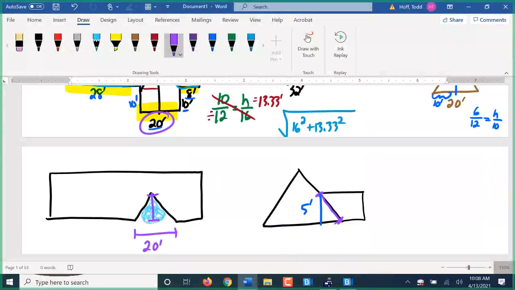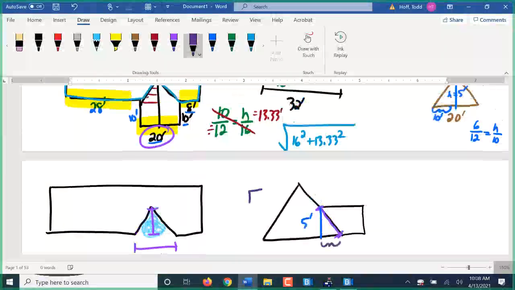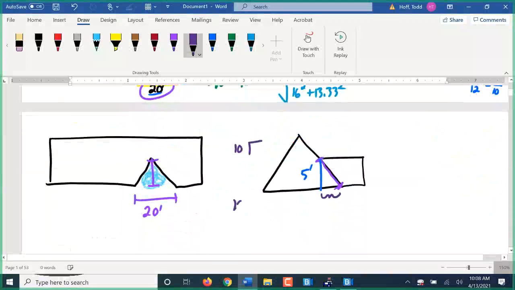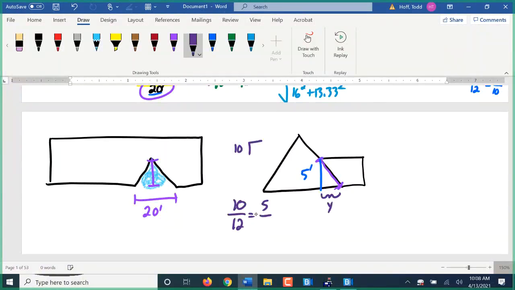I can use that then to find this distance, using the fact that this is a 10/12 slope here. So I've got 10 over 12 equals 5, which is now the rise, and I'll call this here y for that run. I cross multiply and divide: 12 times 5 divided by 10 gives me 6 feet here. This is 6 feet. Well, that 6 feet there tells me two things.